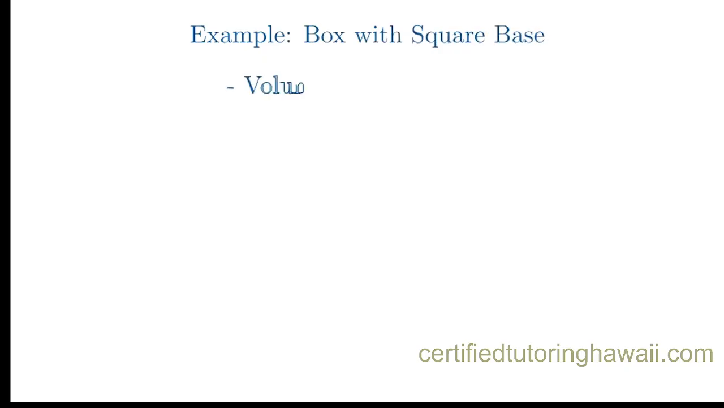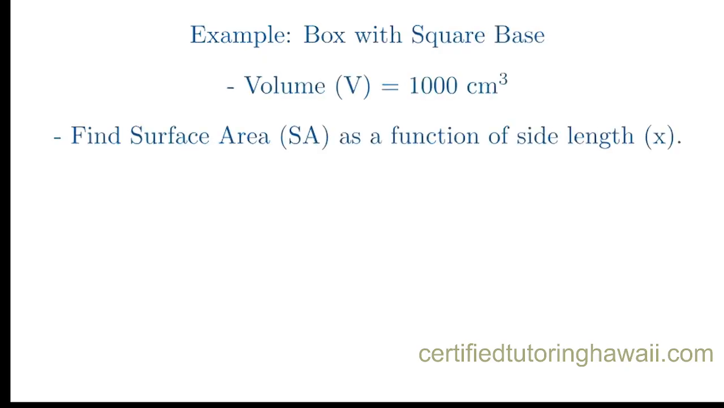Suppose we have a fixed volume of 1,000 cubic centimeters in a rectangular box with a square base. We want to find a model for the surface area of this box as a function of the side length of the base. First, let's write down the formulas for the surface area and volume of such a box. Let x be the side length of the square base and h be the height. The surface area, SA, is the area of the two bases, which is 2x squared, plus the area of the four sides, which is 4 times x times h. The volume, V, is the area of the base times the height, so x squared h. The problem states the volume is fixed at 1,000, so we have V equals 1,000 equals x squared h.